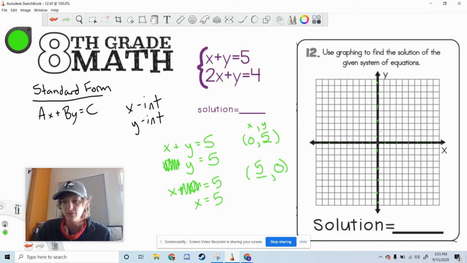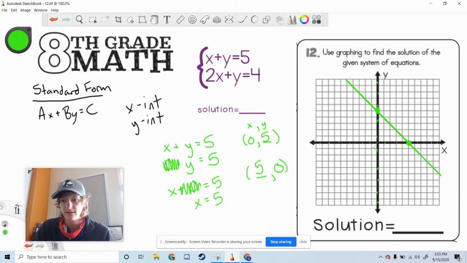So 0, 1, 2, 3, 4, 5. I'm going to make it nice and big because I put all those little marks on there. And the point 5, 0. So I'm going to go over 1, 2, 3, 4, 5, 0. And my first line goes through those two points. It goes through 0, 5, and goes through 5, 0. And so there's the first line.